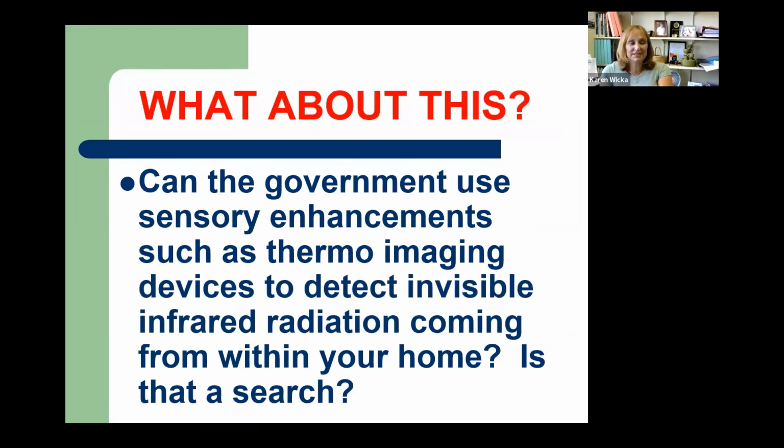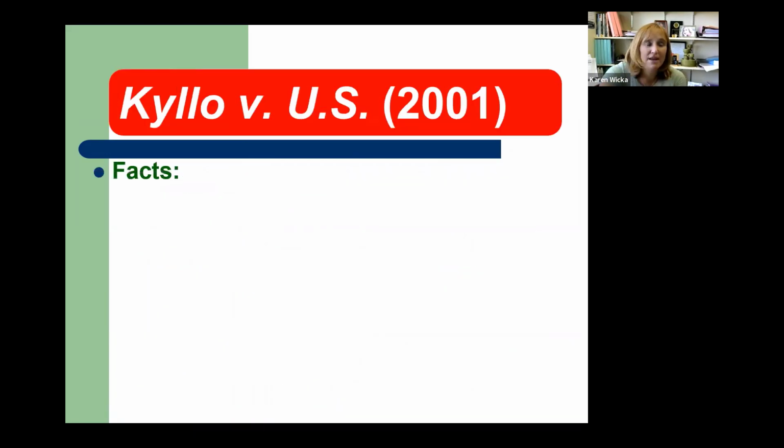Can the government use sensory enhancement, such as thermoimaging devices, to detect invisible infrared radiation coming from your home? So this was a case where the police wanted to drive in front of a house, and they used thermal imaging to see if anybody was in the house. They thought that they were growing drugs in the house. So they had a lot of heat coming out of the house from the lamps they were using to grow the plants. So they used this infrared on the house to be able to track who was in the house and what was in the house.